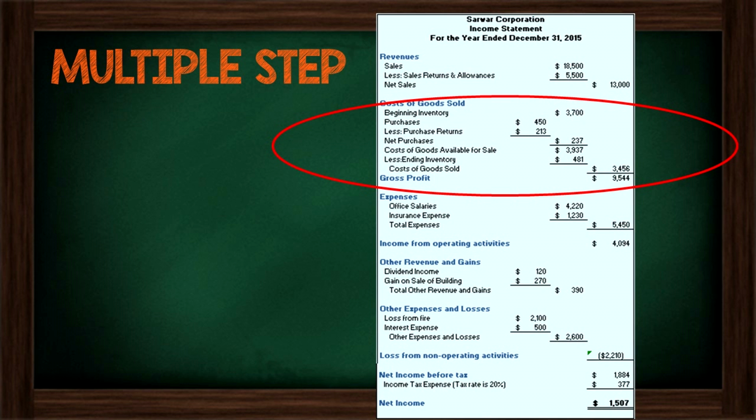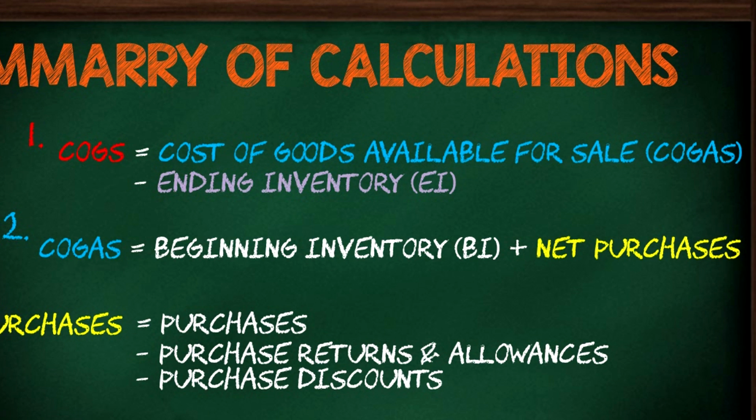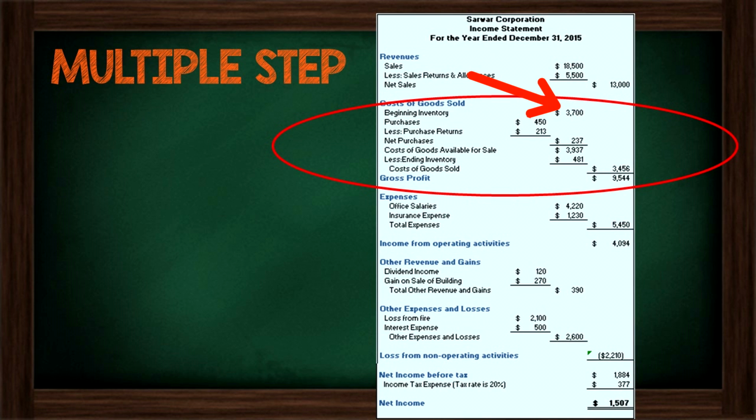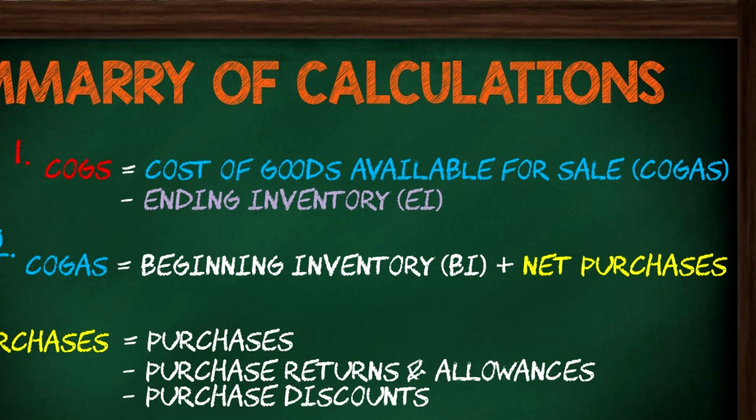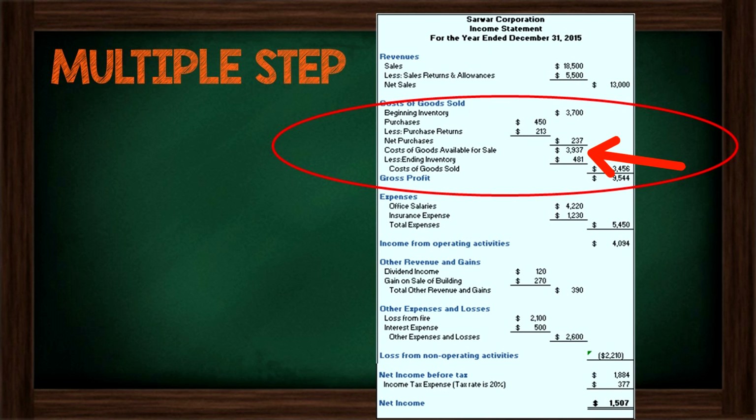The next step is to just calculate our cost of goods available for sale, which is beginning inventory plus net purchases. So we just take our beginning inventory, $3,700, add our net purchases of $237 to get our cost of goods available for sale of $3,937. Last step here is just to finish off the cost of goods sold calculation by taking our cost of goods available for sale and subtracting our ending inventory. So we take $3,937 and subtract $481 to get our cost of goods sold of $3,456.